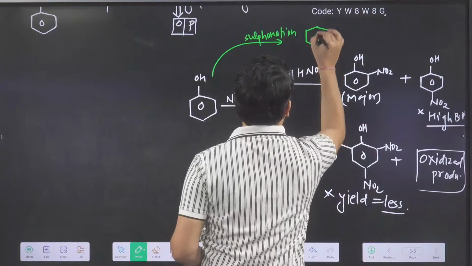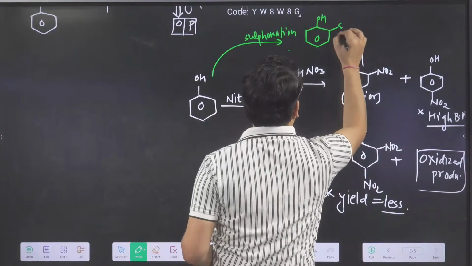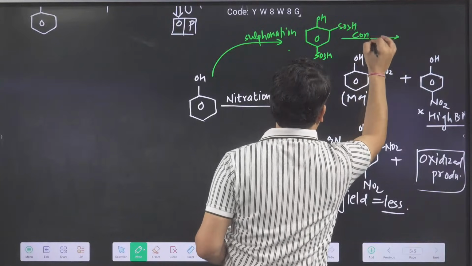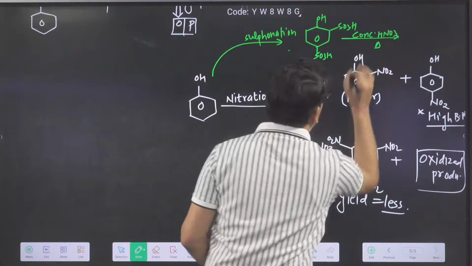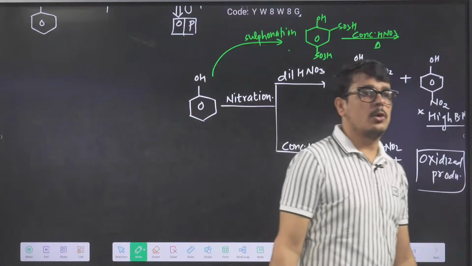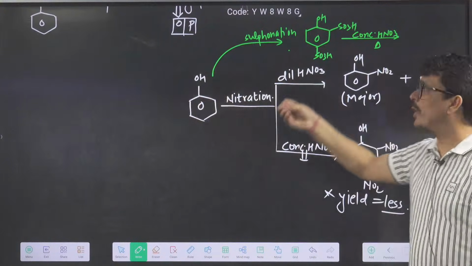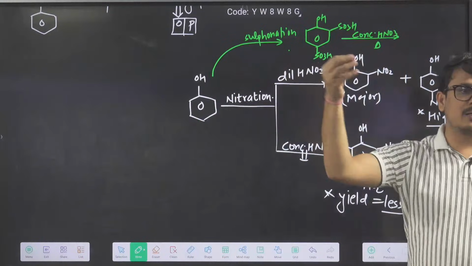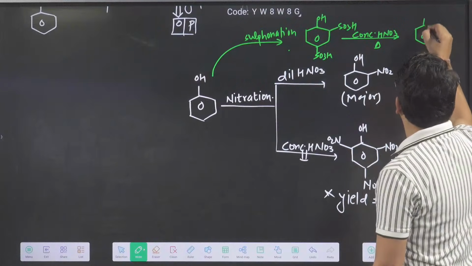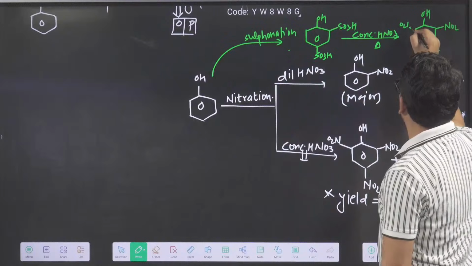So you will get first this product, OH with SO3H, SO3H. Now we can proceed with concentrated HNO3 followed by heating. Now this group is easy to replace, easy to displace in multiple ways. One way is that it can easily be displaced by heating, and it can also be displaced in acidic medium. After this you will get this product. Clear to everyone, yes or no?